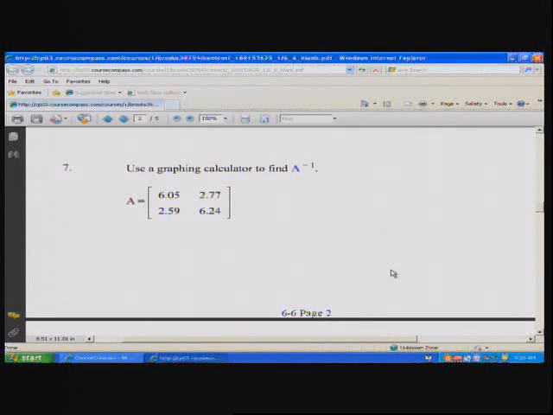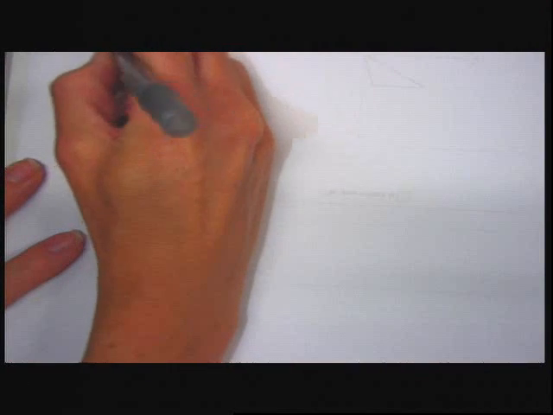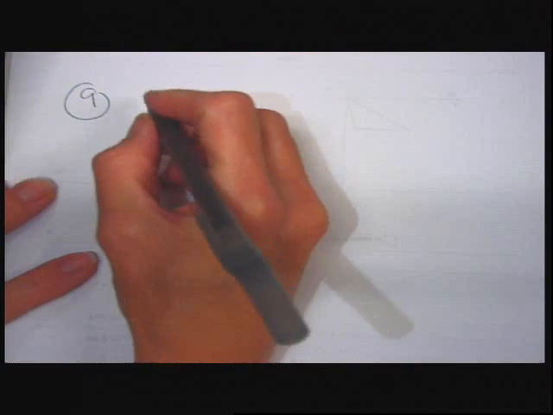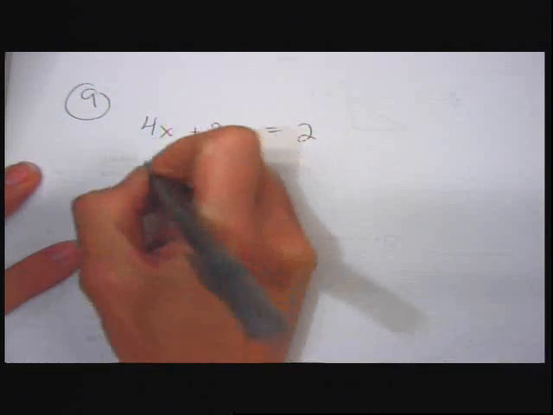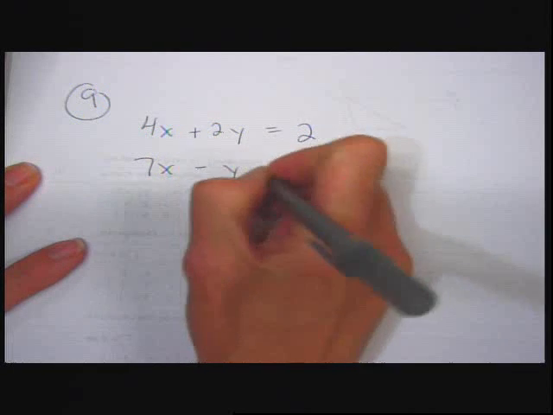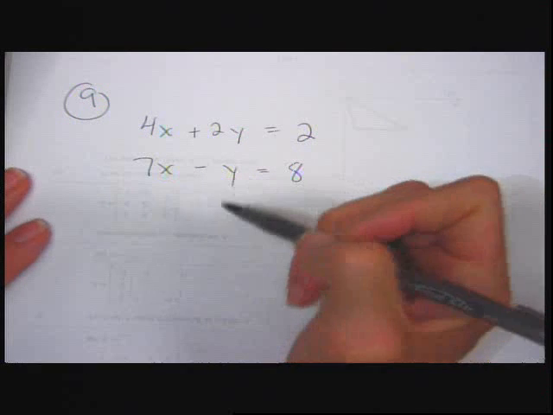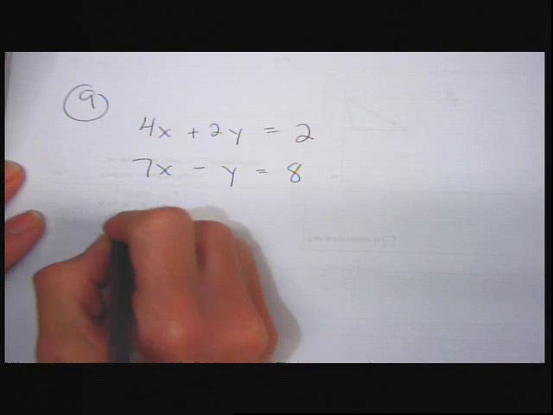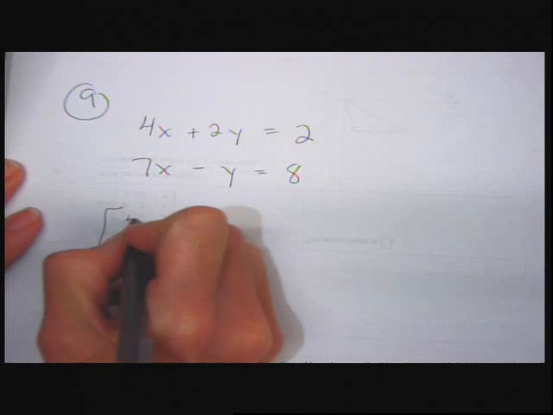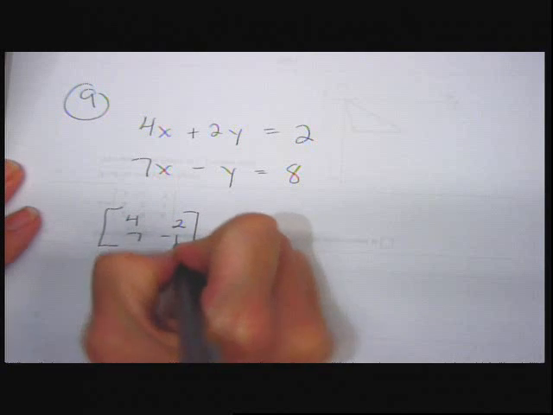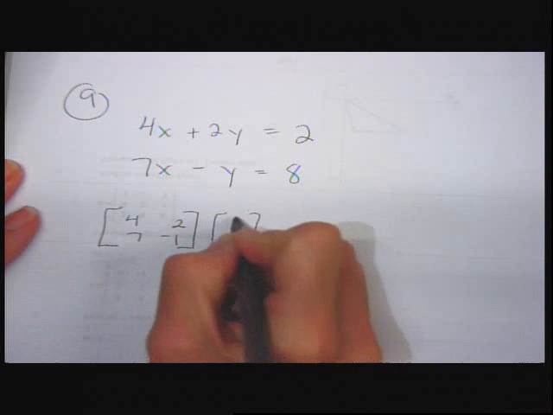The whole reason that we use matrices is that we can use them to solve matrix equations or to solve systems of equations. So the first thing to look at on question number 9 is that we have 4x plus 2y equals 2, and 7x minus y equals 8. We can make a matrix equation by taking the coefficients, so it'll be 4, 2, 7, -1. And then right here, you'll put the x and the y.